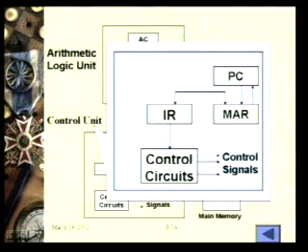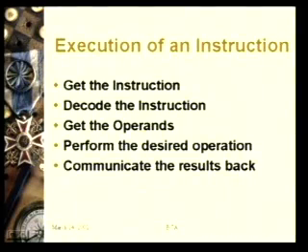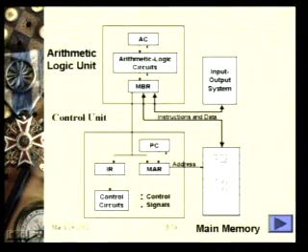All that information is passed on by the control circuits. So now let us try to understand how an instruction gets executed. What is the first thing, if you remember, as far as instruction execution is concerned? We had: get the instruction. Now, getting the instruction, where exactly is the instruction residing? The instruction is residing somewhere here in the memory.